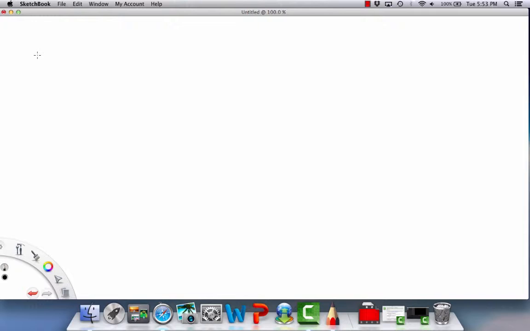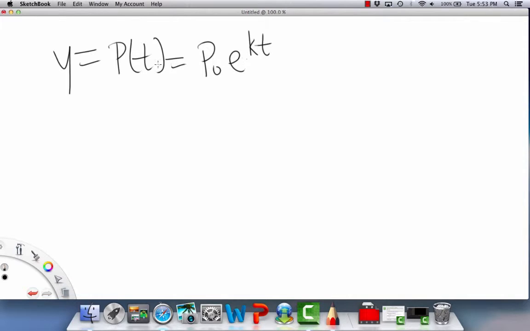So now we're dealing with differential equations. I'm just rewriting it. So this is our P of t, right? This is our quantity at a given time, equals P naught e to the kt, right? This is the same exact thing that I just explained.